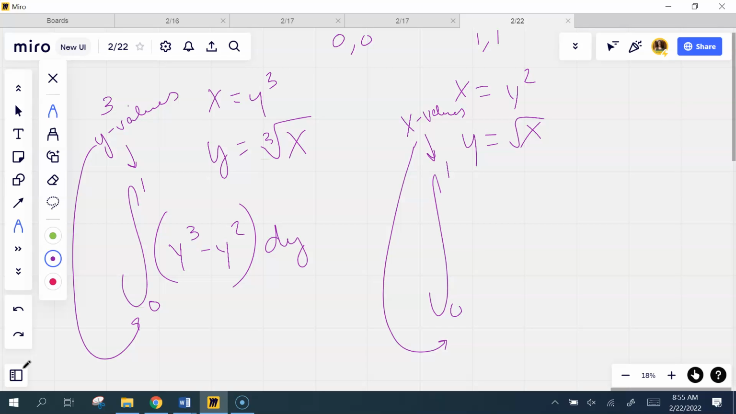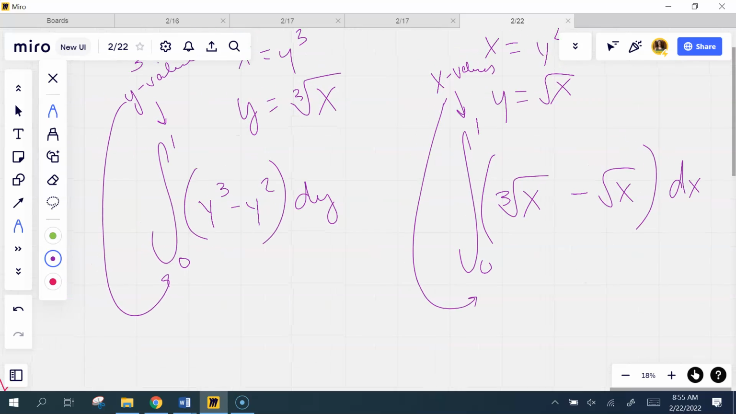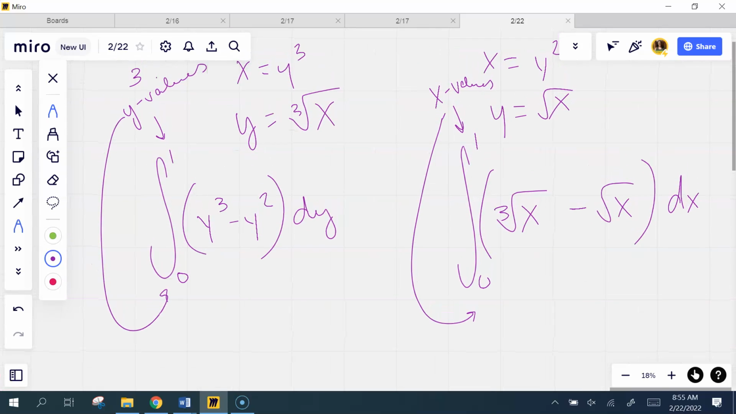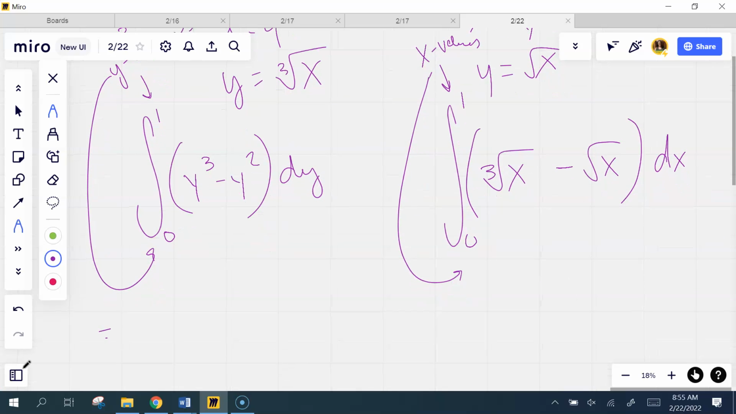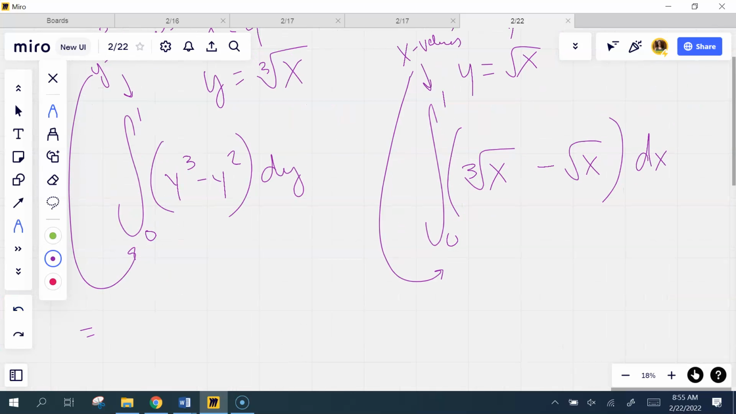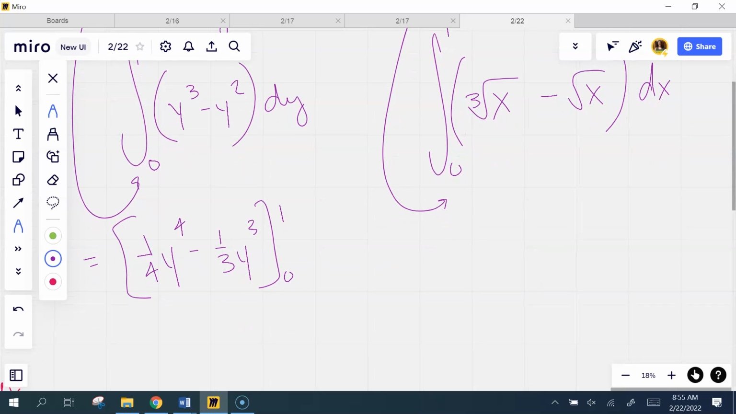This one would be, which one's on top? Cube root minus square root dx. And you should get the same answer either way you do that. Let me do it. You want me to do it with respect to y or with respect to x? I got 1/4 y to the 4th minus 1/3 y cubed, and I'm evaluating from... oh no, I got the right answer. I'm just saying that I solved it.